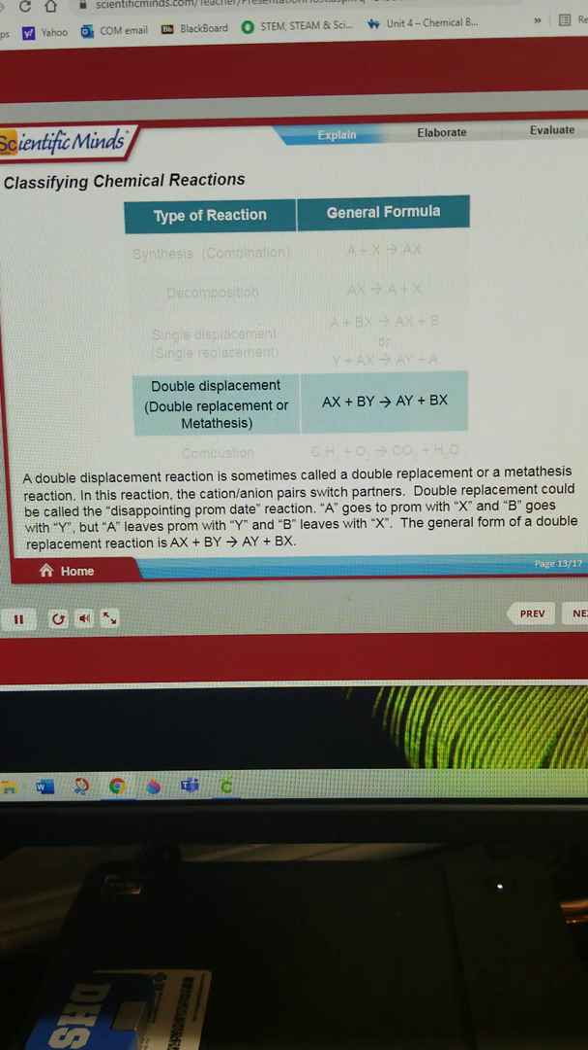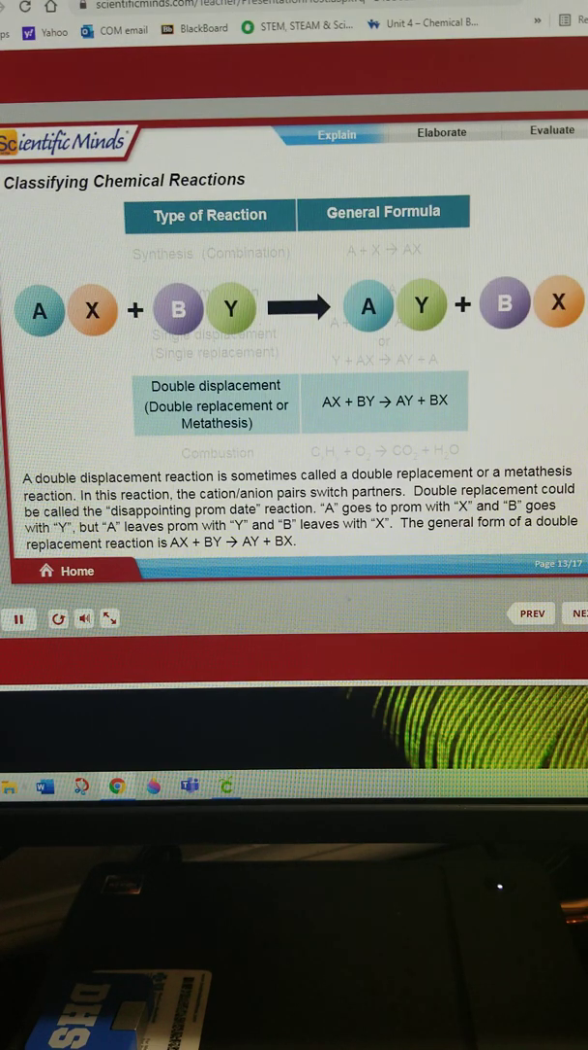A double displacement reaction is sometimes called a double replacement or a metathesis reaction. In this reaction, the cation-anion pairs switch partners. Double replacement could be called the disappointing prom date reaction. A goes to prom with X, and B goes with Y, but A leaves prom with Y and B leaves with X. The general form of a double replacement reaction is AX plus BY yields AY plus BX.